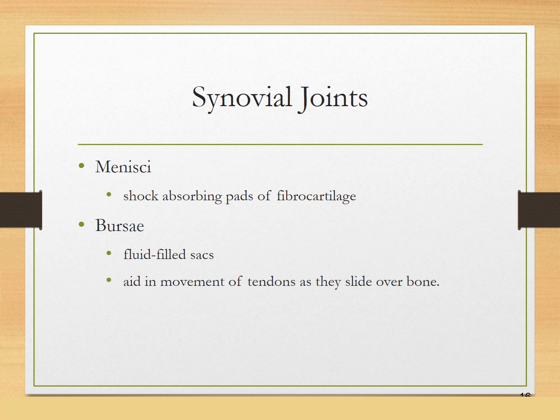Bursae are little fluid-filled sacs. These are found in areas where a tendon is sliding over a bone, and they act as a little cushion. You will actually generate more bursae in areas where you have a lot of rubbing of a tendon over the end of a bone.